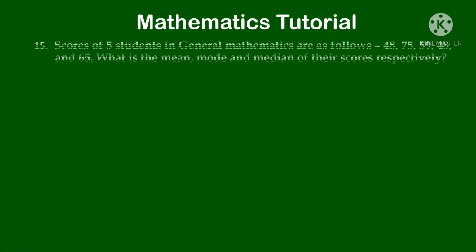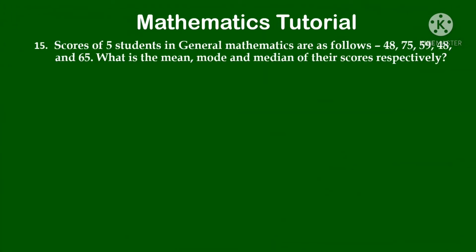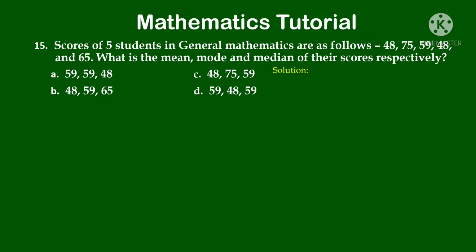Number 15. Scores of 5 students in general mathematics are as follows: 48, 75, 59, 48, and 65. What is the mean, mode, and median of their scores respectively? A, B, C, and D. So remember that your answer must be in a respective manner. Mean first, to be followed by mode, and to be followed by median.